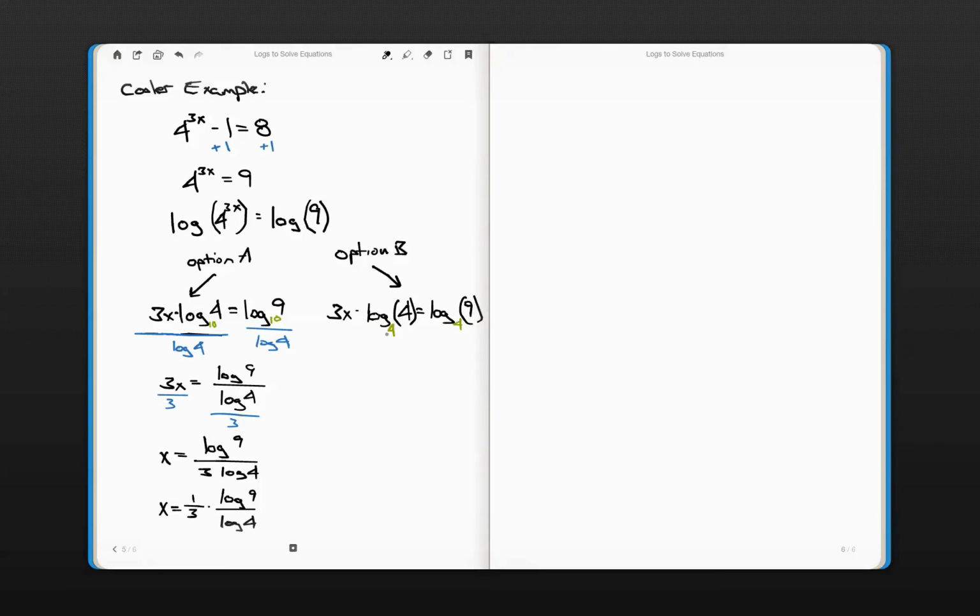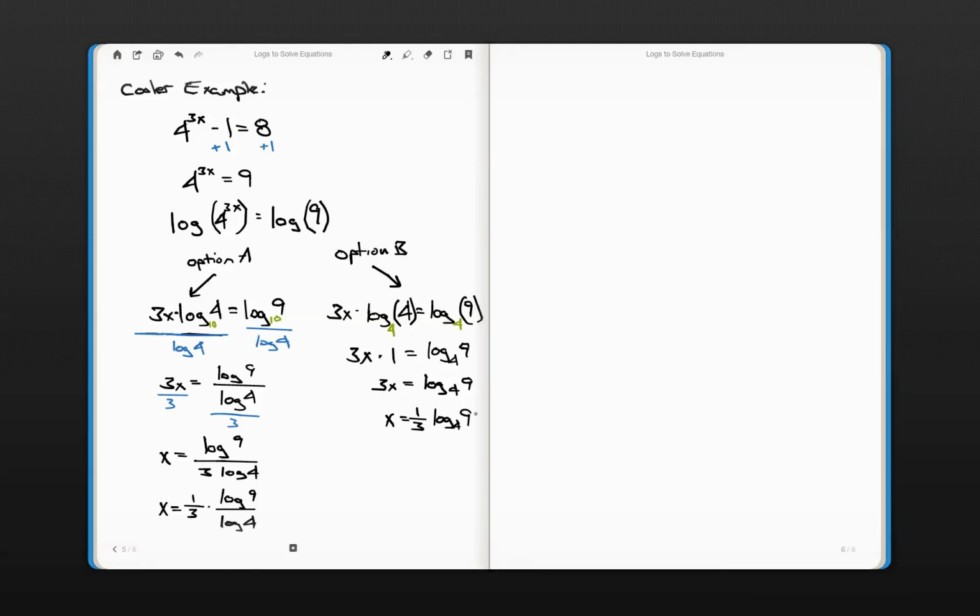The log base 4 of 4. What exponent do I need above a 4 to get a 4? Well, that's 1, right? So this is really 3x times 1 equals log base 4 of 9. Then I'm going to divide both sides by 3 here, because this is really just 3x equals log base 4 of 9. Well, x equals 1/3 log base 4 of 9.